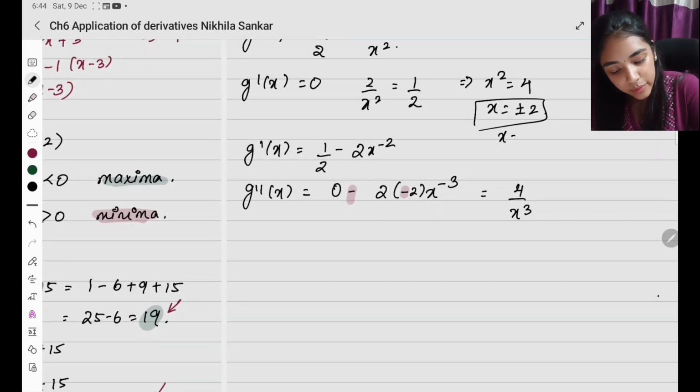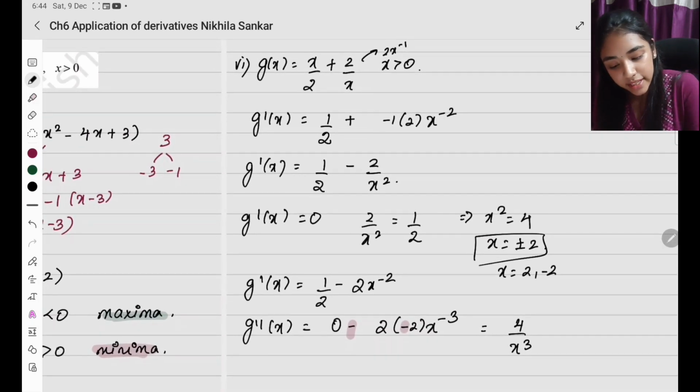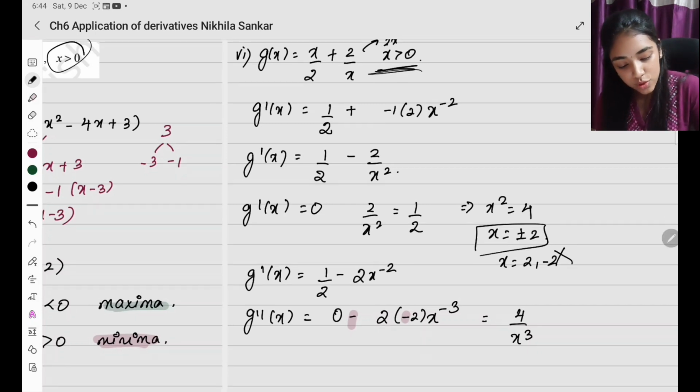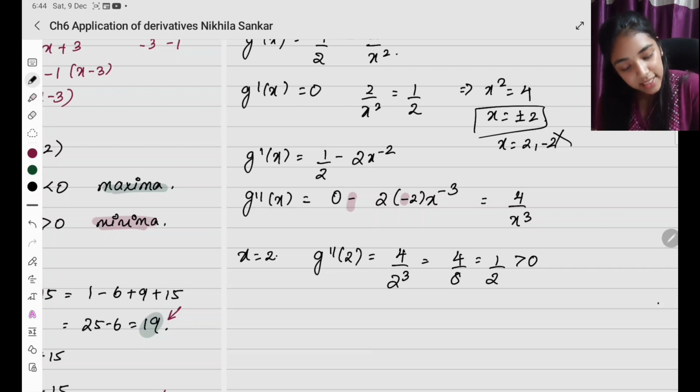I have two different values of x, which are 2 and minus 2. But in the question, it is given that the value of x is greater than 0. Correct? So I can omit the minus 2. So my value of x is only going to be 2. So at 2, g double dash of 2 is going to be 4 divided by 8, 1 by 2, greater than 0. So since the second derivative is greater than 0, this is going to be my minima.